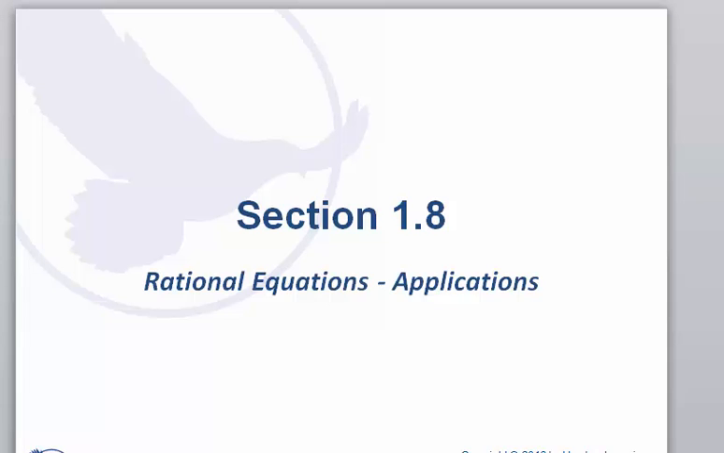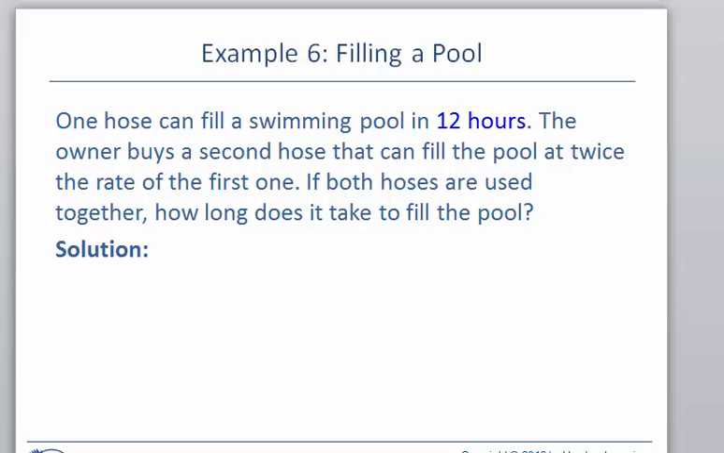We'll now continue with section 1.8 and discuss an application of rational equations. This type of problem is referred to as a work rate problem. Our example reads, one hose can fill a swimming pool in 12 hours. The owner buys a second hose that can fill the pool at twice the rate of the first one. If both hoses are used together, how long does it take to fill the pool?